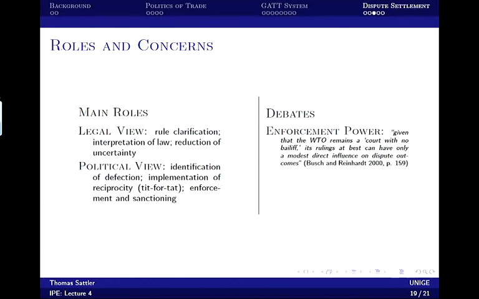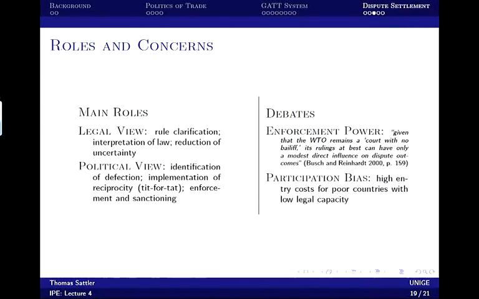But the problem now is that this tit for tat only works among the big countries, right? What's the purpose of Chad? What's the possibility of Chad to retaliate against the US? I mean, it's impossible, right? So that has raised a lot of concerns that the WTO remains a court with no bailiff, with no power. That means that its rulings can at best have a modest effect on dispute outcomes.